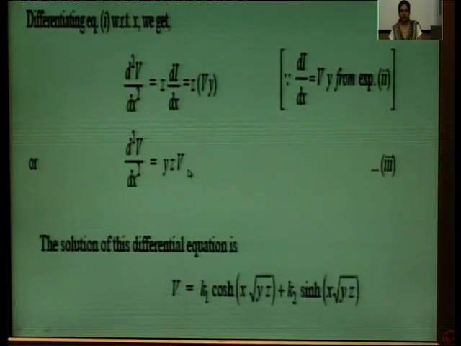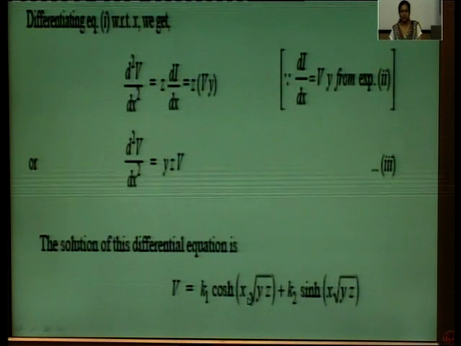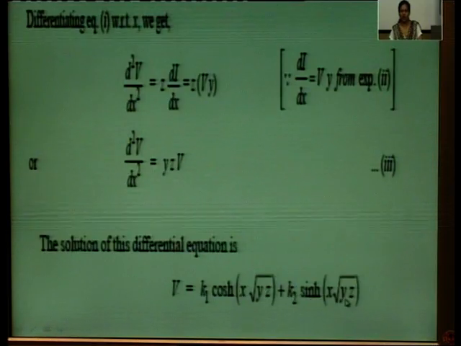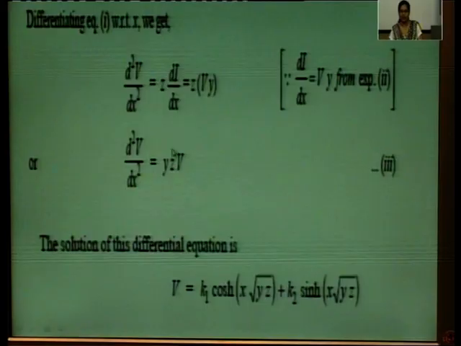Now, upon solving this equation, we will get the solution of the equation as V equal to k1 times cosh of x root of yz plus k2 times sinh of x root of yz. This is the solution of this equation. The square root of yz becomes the angle value of the cosh.